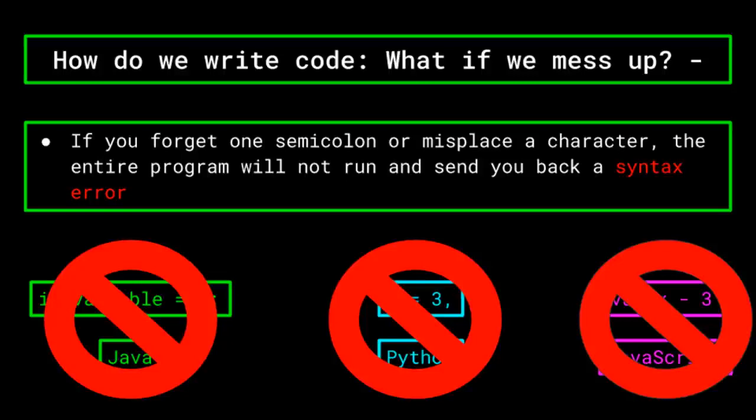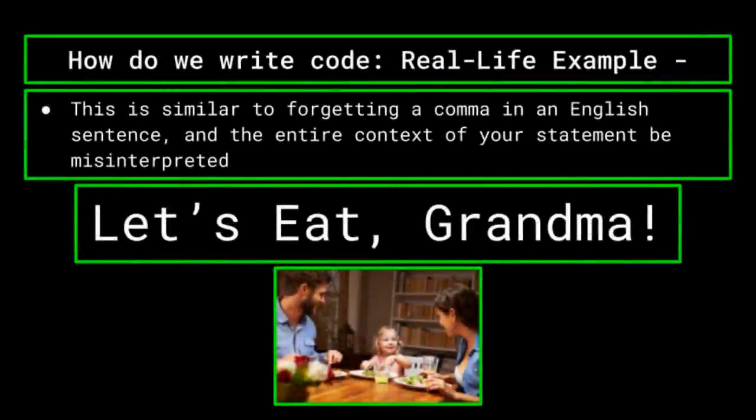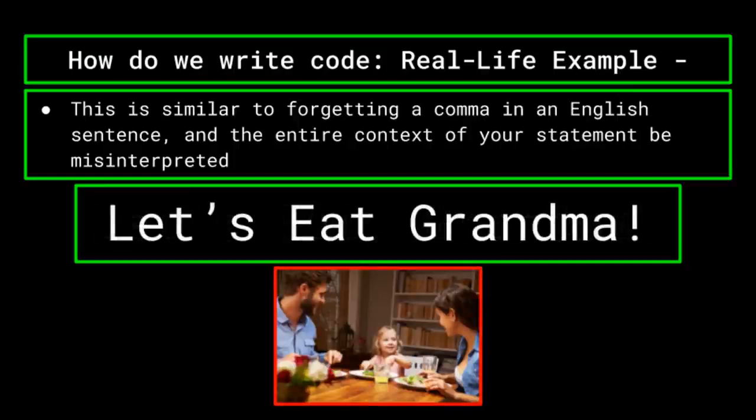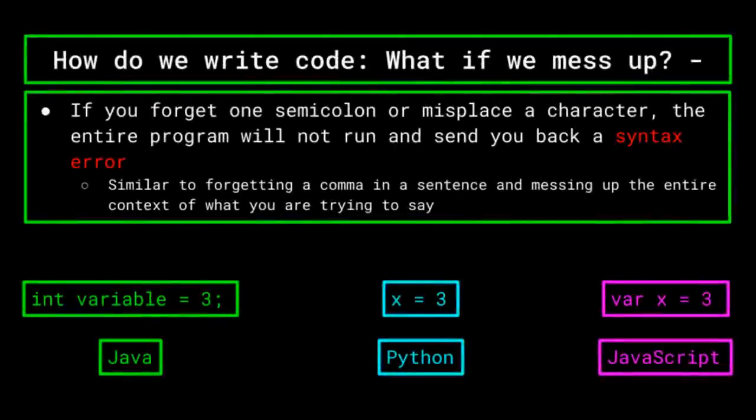Think of this as if you forget a comma in a sentence and the entire context of what you're trying to say gets misinterpreted. For example, in the sentence, "Let's eat, Grandma," if you were to forget that comma, while it may seem like a small mistake, it changes the entire context of the sentence, making it sound like you're going to eat your grandma. The same rules follow for programming. If you forget a semicolon, the entire context of your program could be corrupted and misinterpreted by the IDE.